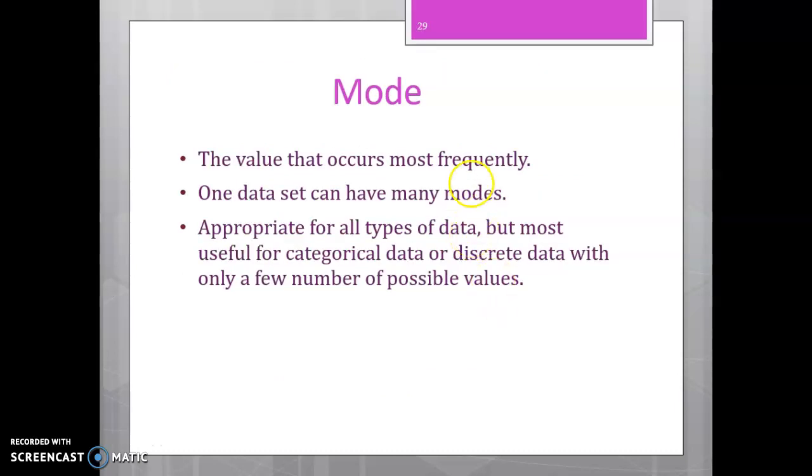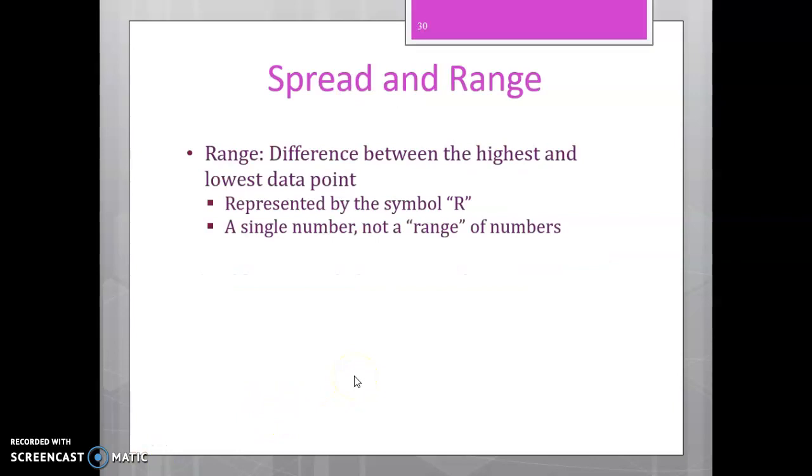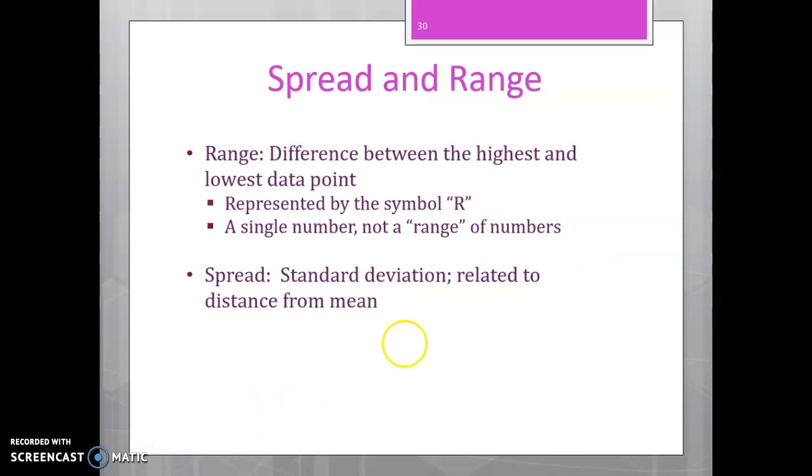Now the mode. The mode is the value that occurs most frequently. One set of data could have many modes, all right? That's something else to look at. And then spread and range. So the range is the difference between the highest and lowest data, and the spread is a standard deviation related to the distance from the mean, which is the average.